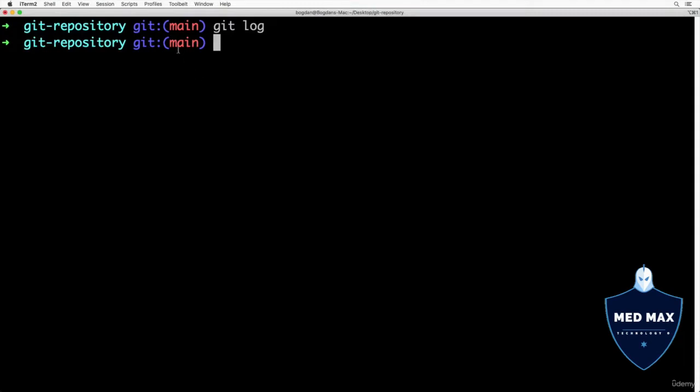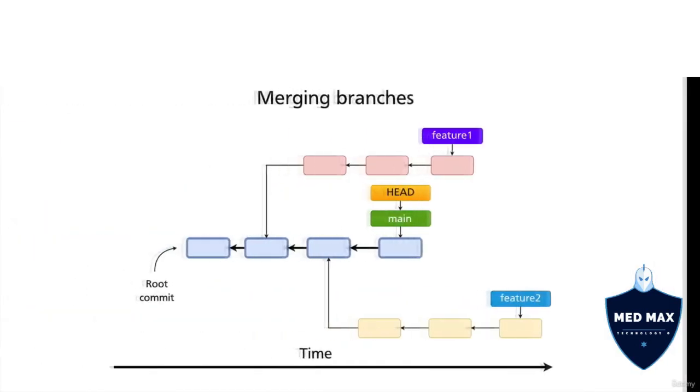Right. Till this moment, we had only single main branch. But that's not usually the case in real repositories, and usually there are multiple branches. And now it's time to talk about branches and merging of the branches.